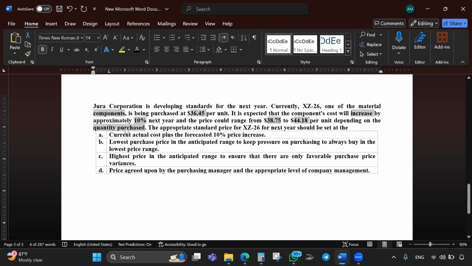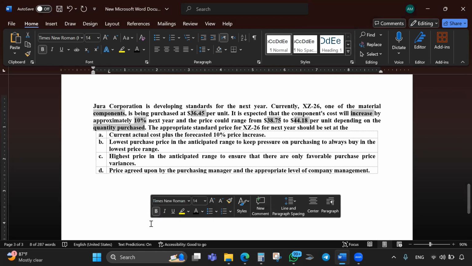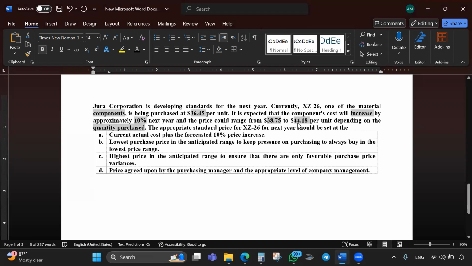Depending on the quantity purchased, which means if we purchase a lot of material, the cost will be lower. For example, if we purchase 100,000 units, the cost will be 44 per unit. But if we purchase 500,000 units, the cost per unit will be 38. This is the meaning of depending on the quantity purchased. The appropriate standard price for XZ-26 for the next year should be set at what price? What price should we set for the material?